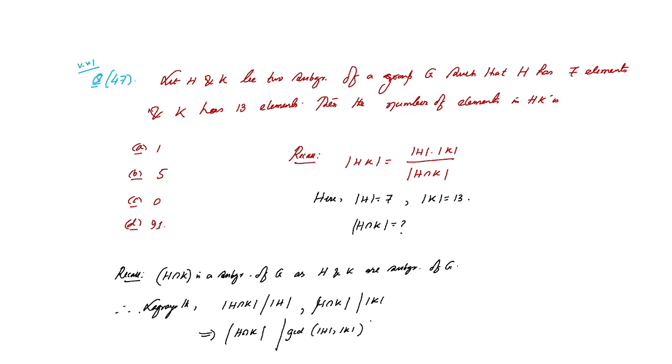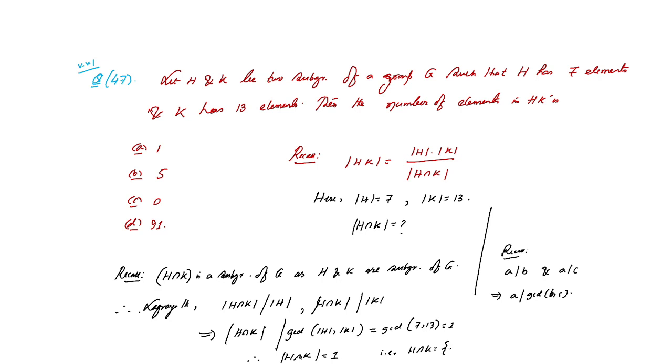Okay, so here we have used the recall: A divides B and A divides C, so that implies A divides GCD of B and C. So that means here GCD of the orders, 7 and 13, is basically 1. So therefore the order of H intersection K will be 1. So that means here H intersection K is a subgroup and it contains the identity element only.